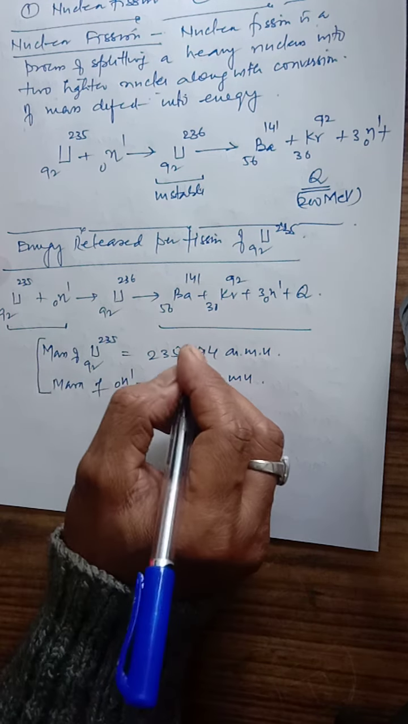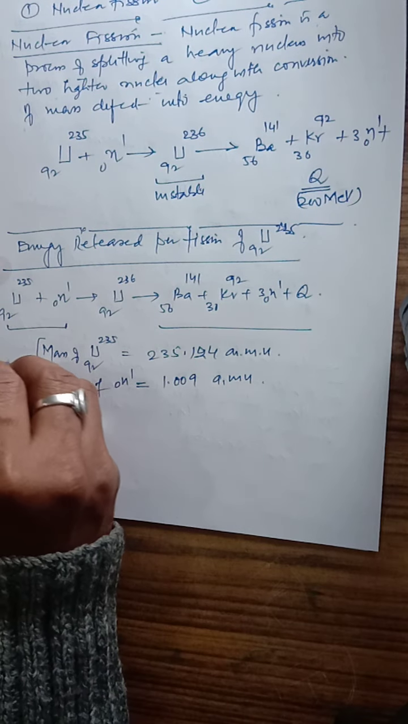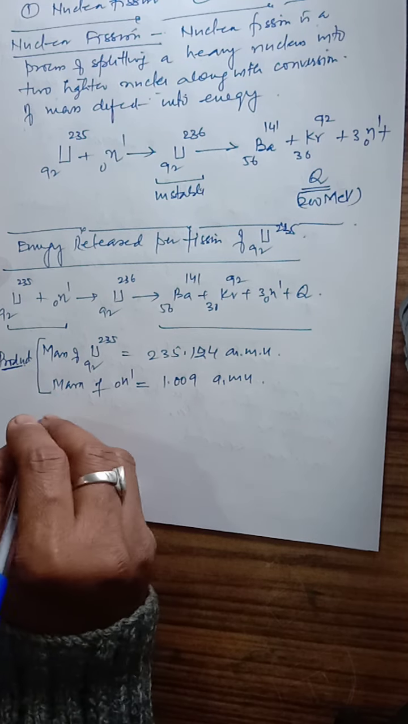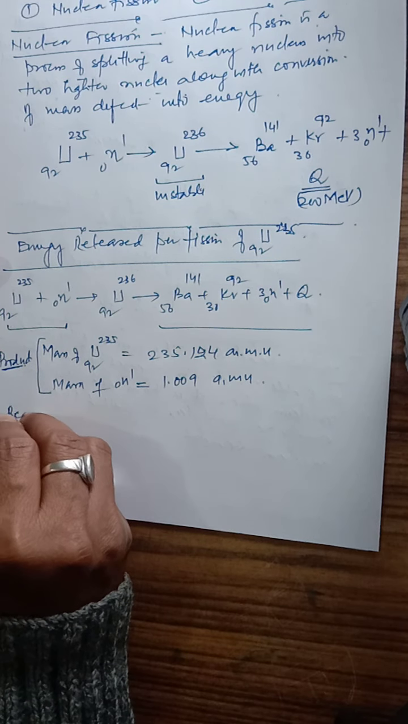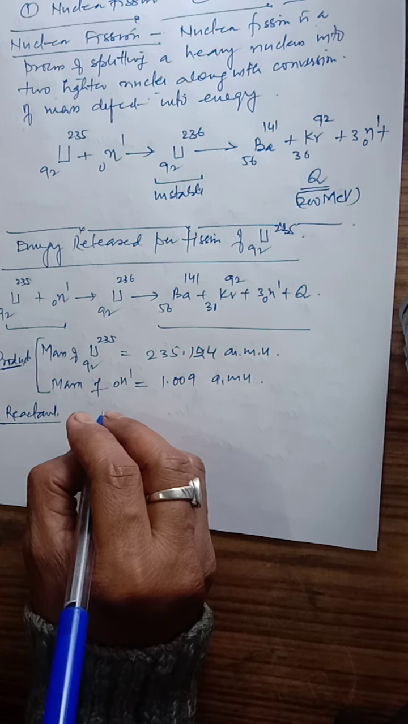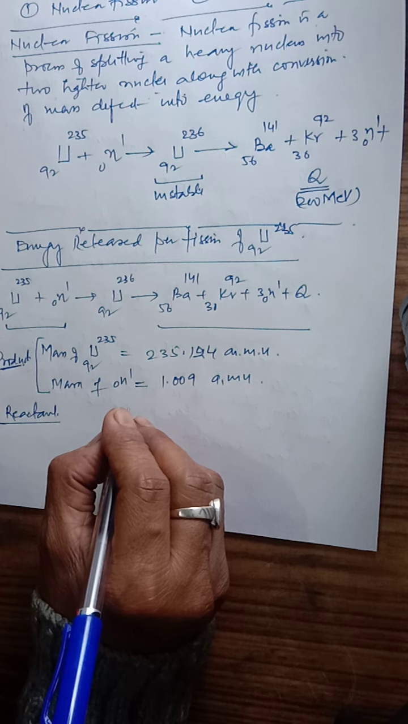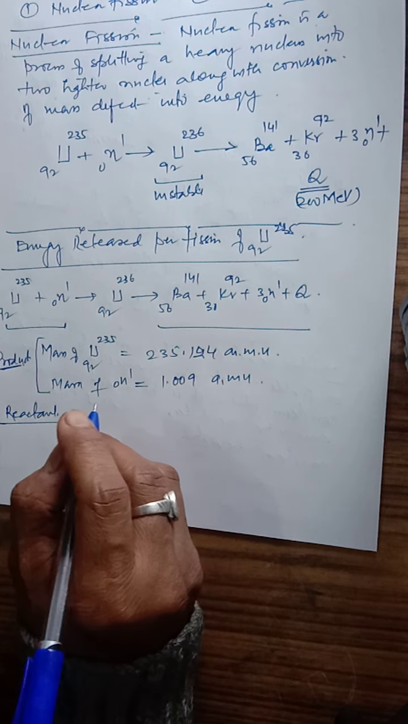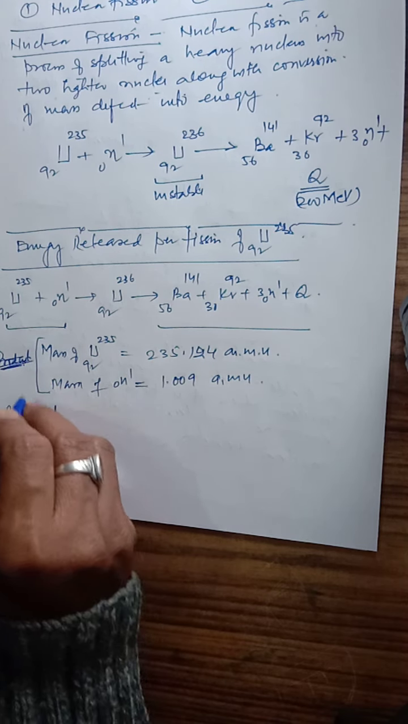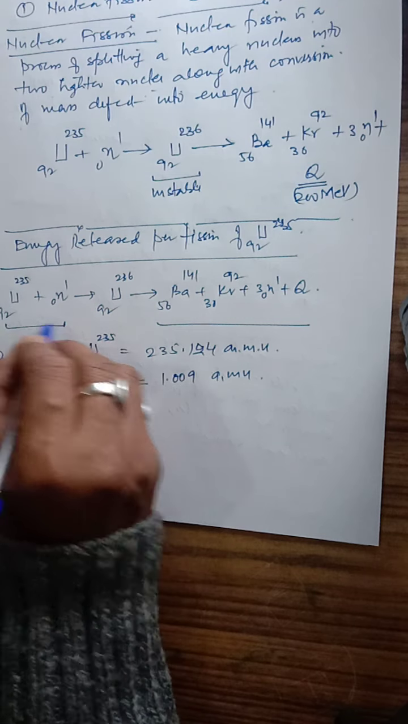This is, you can say, the mass of the product. Now the mass of the reactants we are going to find out. What is that? This is the uranium, this is the reactant, and this is the product.